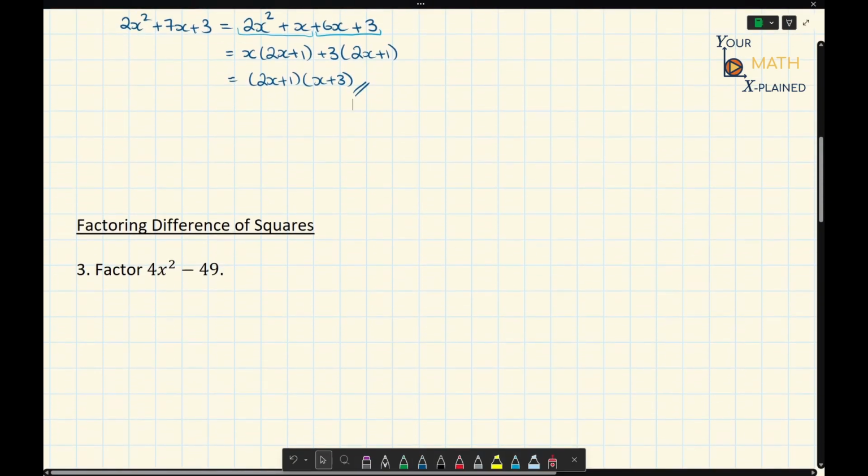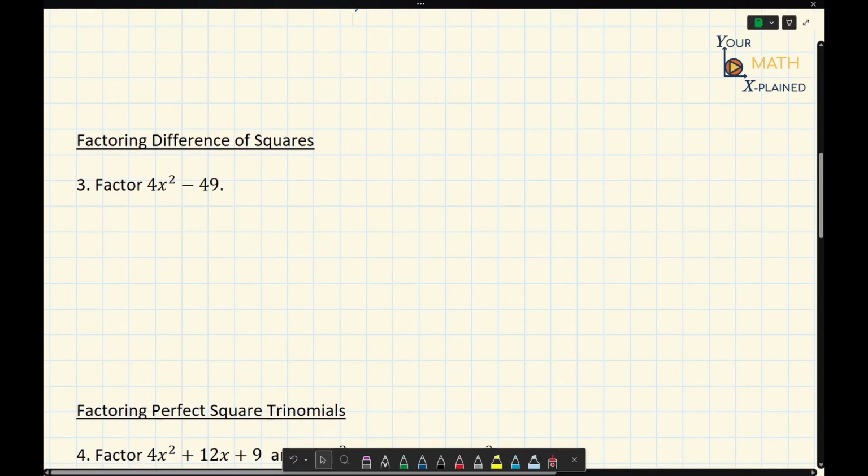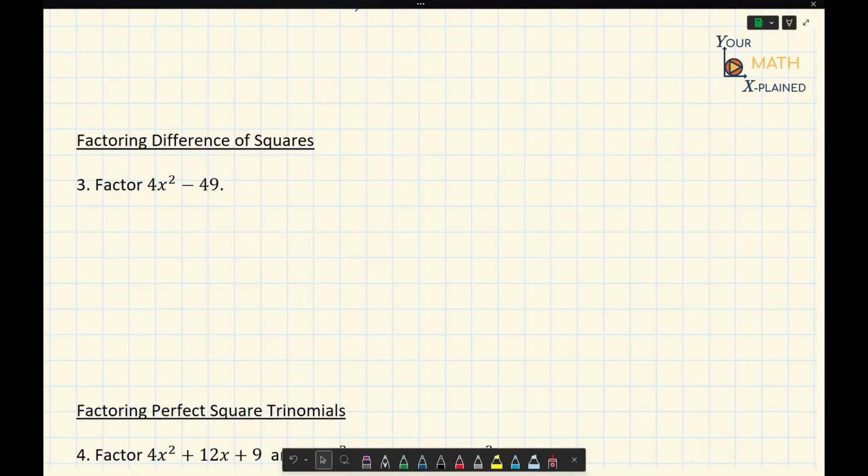The next technique we're going to look at is a special case called difference of squares. This pattern is a beautifully quick shortcut if you have two perfect squares separated by a minus sign. And this is very important. It has to be a minus sign. Then it factors cleanly into the product of their square roots as a sum and difference conjugate pair.